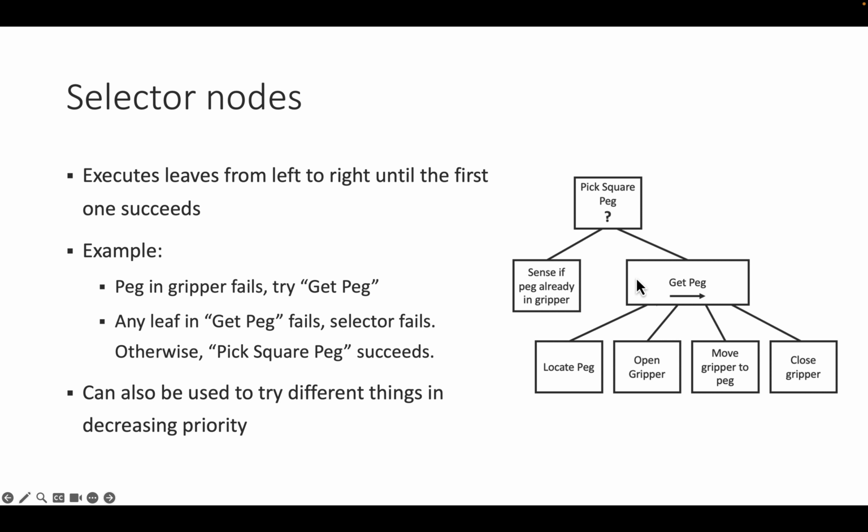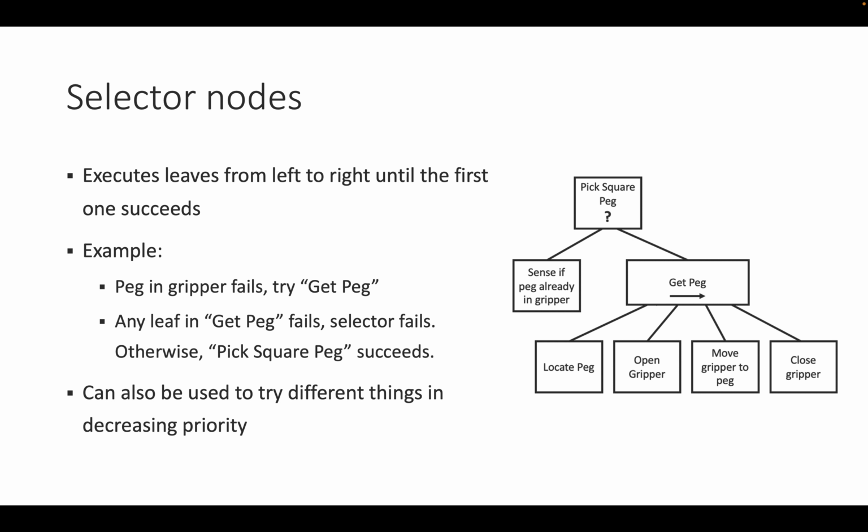In this case, it will run a leaf which is called sense if the peg is already in gripper. And if that fails, and only then, it will actually go and get the peg, which is a sequence node, which first locates the peg, then if that is successful, opens the gripper, moves the gripper to the peg, closes the gripper, and now I can assume that I have the square peg in my hand. So if I call this whole selector node again, it will sense that the peg is already in the gripper, this will succeed, and this will succeed.